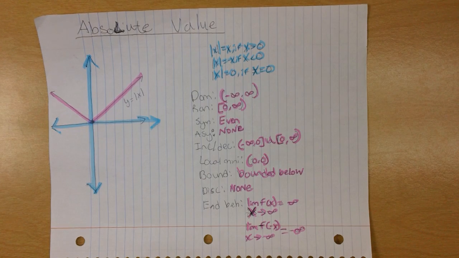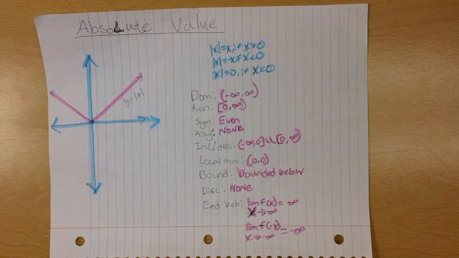The absolute value function: the domain is negative infinity to positive infinity. The range is including 0, to infinity. The symmetry would be even. There are no asymptotes. The increase and decrease would be negative infinity to 0, and then 0 to positive infinity. The local minimum is (0, 0).